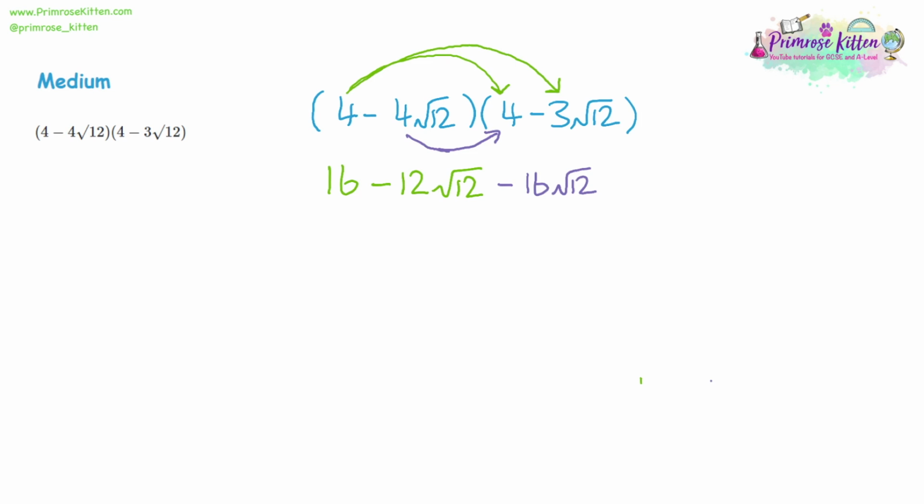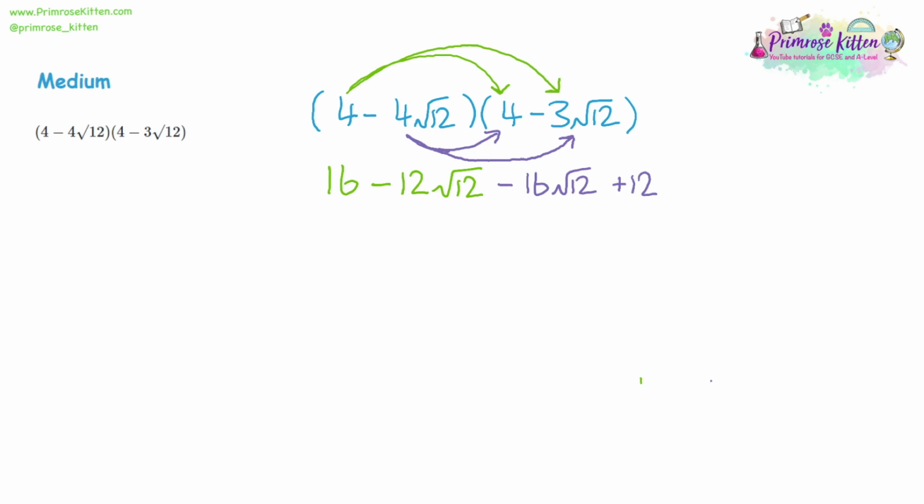And now for our final one, we're going to have negative 4 root 12 multiplied by negative 3 root 12. So again, whole numbers first. Negative 4 times negative 3 is going to give us a positive 12.